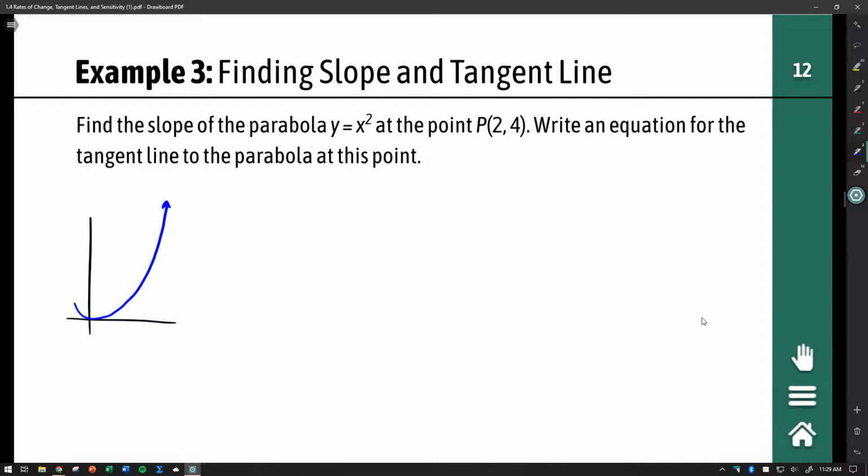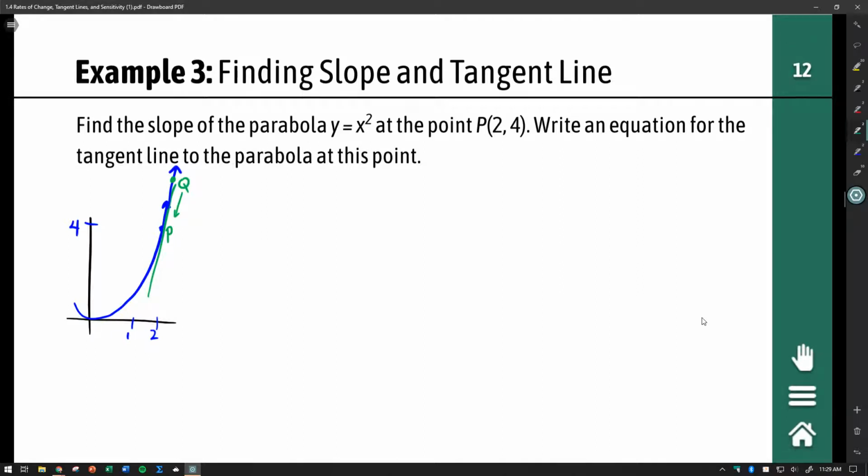Let's see. 1, 2. There we go. And then 2, 4 would be right up in here. So the slope there would be the slope of the tangent, and that's point P. So what we can do then is bring this parabola out a little bit further and find another point on that parabola, Q, and we want to take Q toward P with limits.